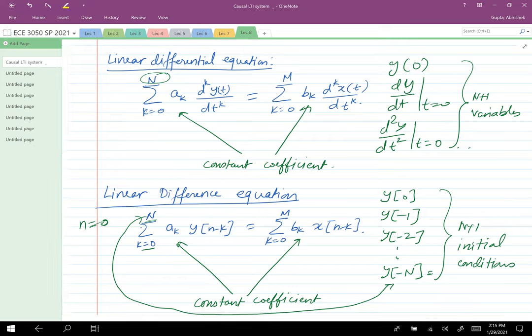Okay. This is something I'm sure you have all seen, and we'll get into some examples in a bit. But I want to pause here and tell you what systems you cannot model using a linear differential equation or linear difference equation. First of all, when are these coefficients not constant? Can someone give me an example where you think the coefficients are not constant?